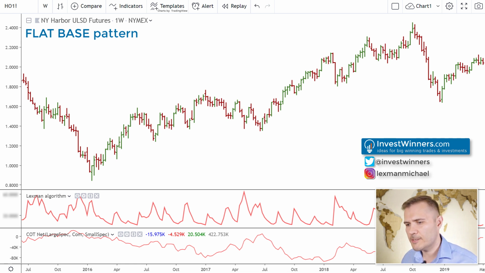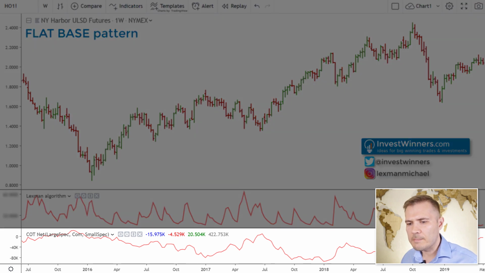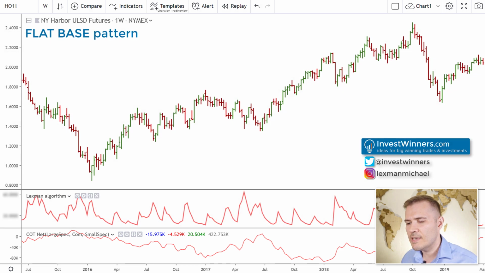Now I will tell you how to make sure that big capital is going to move the price upwards. Pay attention to these two curves. The lower curve represents actual commercials net positions. Commercials are the largest players in the futures market. They provide weekly data on their market positions in the weekly COT report. This indicator's curve reflects their net positions. When the curve goes up, they buy. When it goes down, they sell.